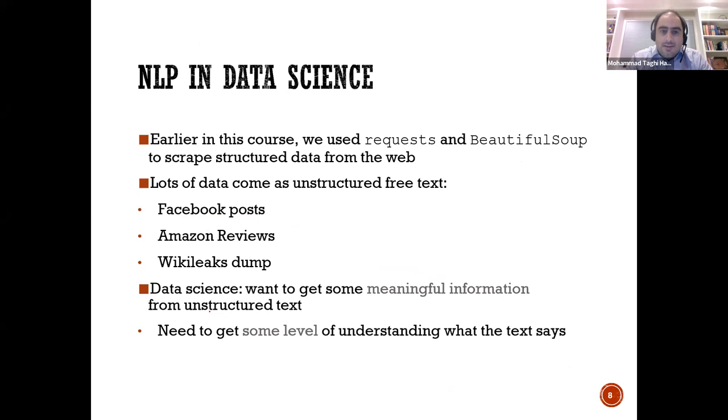Earlier in this course, we used requests and Beautiful Soup, for example, to scrape structured data from the web. Here there are lots of data that come as unstructured free text, like Facebook posts, Amazon reviews, WikiLeaks dumps. The job of data science is to get meaningful information from this unstructured text. The main challenge is how we can understand this text at some level, such that we can do some meaningful job out of it.